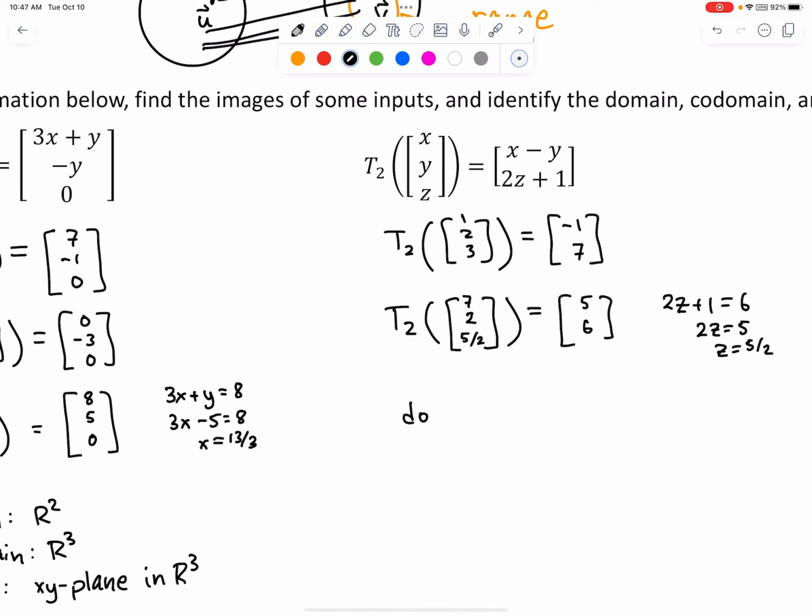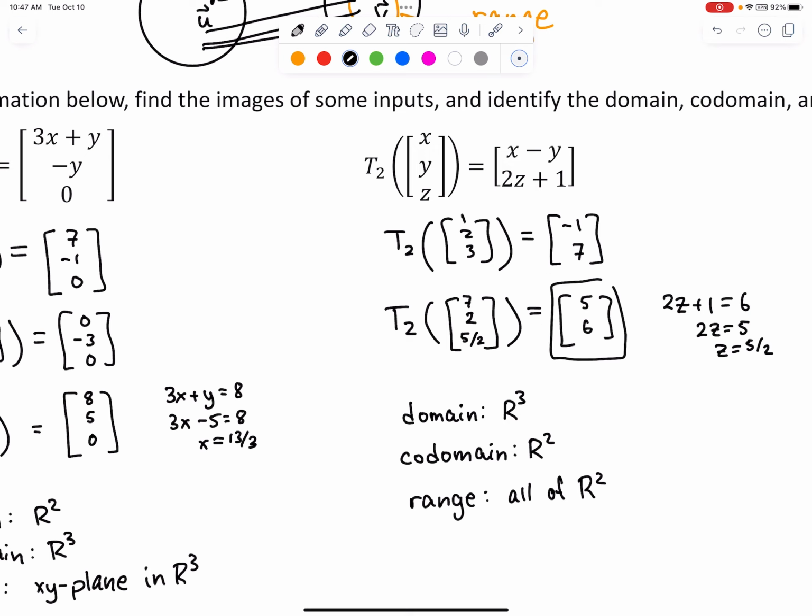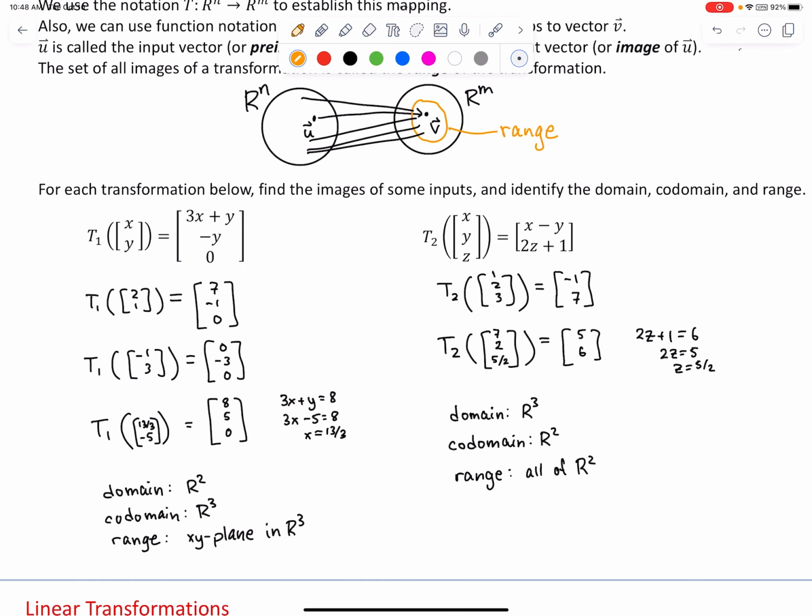All right, so the domain of this one is the set of all possible input vectors, so we're allowing that to be all of R3. The codomain is simply the parent space of the output vectors, and the output vectors are 2-dimensional, so we'll say R2 is the codomain. But we've also just established that the range is also all of R2, because for any R2 vector you put right here, you will be able to find a pre-image for it. You will be able to find a 3-dimensional vector in the domain that maps to that 2-dimensional vector in the range. So here's a case where the codomain and the range are the same. That's not always the case. We saw over here that the codomain and range were not the same.